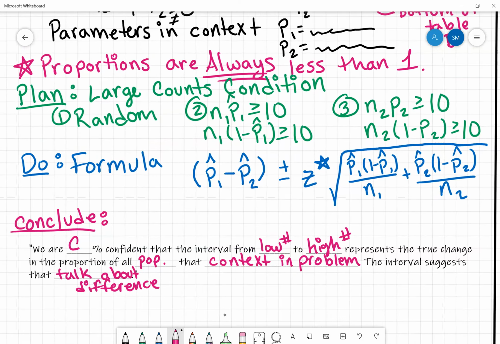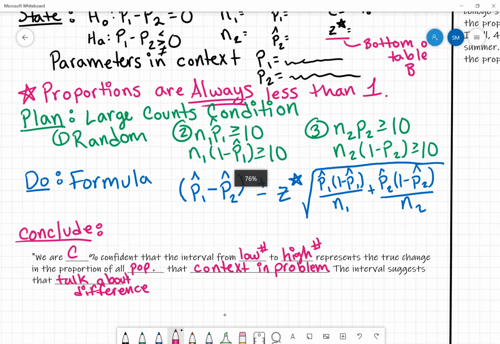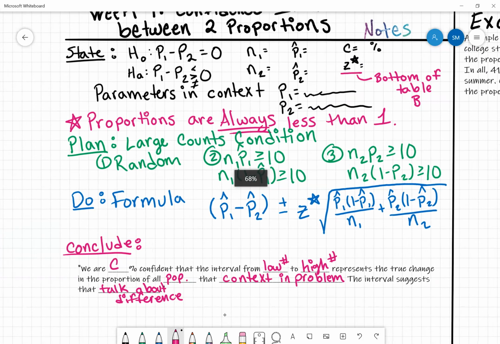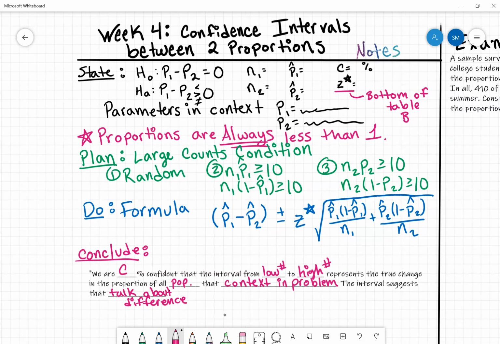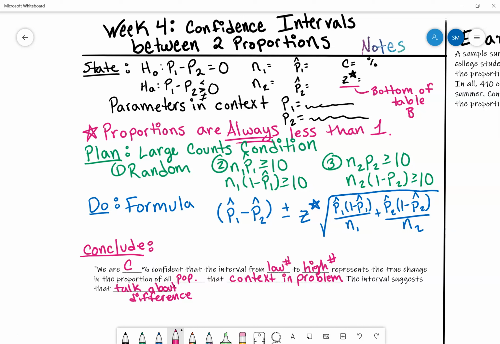So these are all 4 steps for confidence intervals between 2 proportions. The next video is going to be the first example, and it'll be super fun.